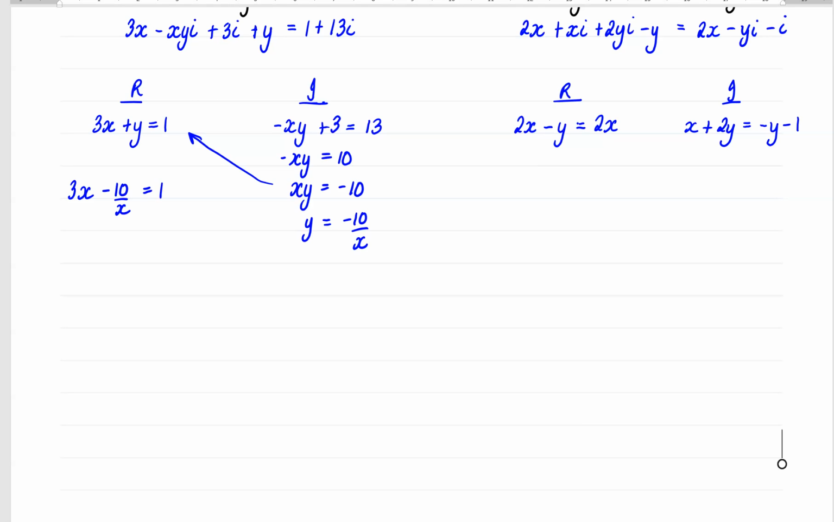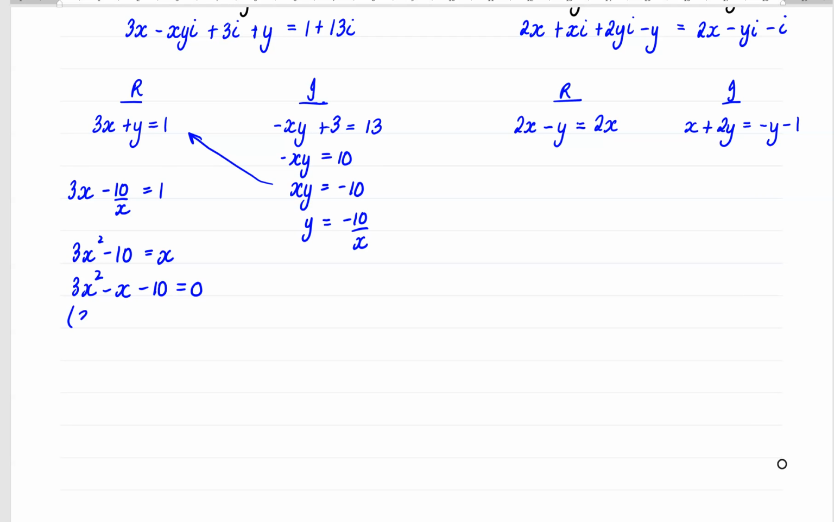And we have to remind ourselves, how do we solve this? Well, to get rid of the divide by x, we times. So we've got 3x squared, take 10 equals x. Let's get everything over on one side. Okay, and now we want to factorize. Oops, that's the squared, forgot it.